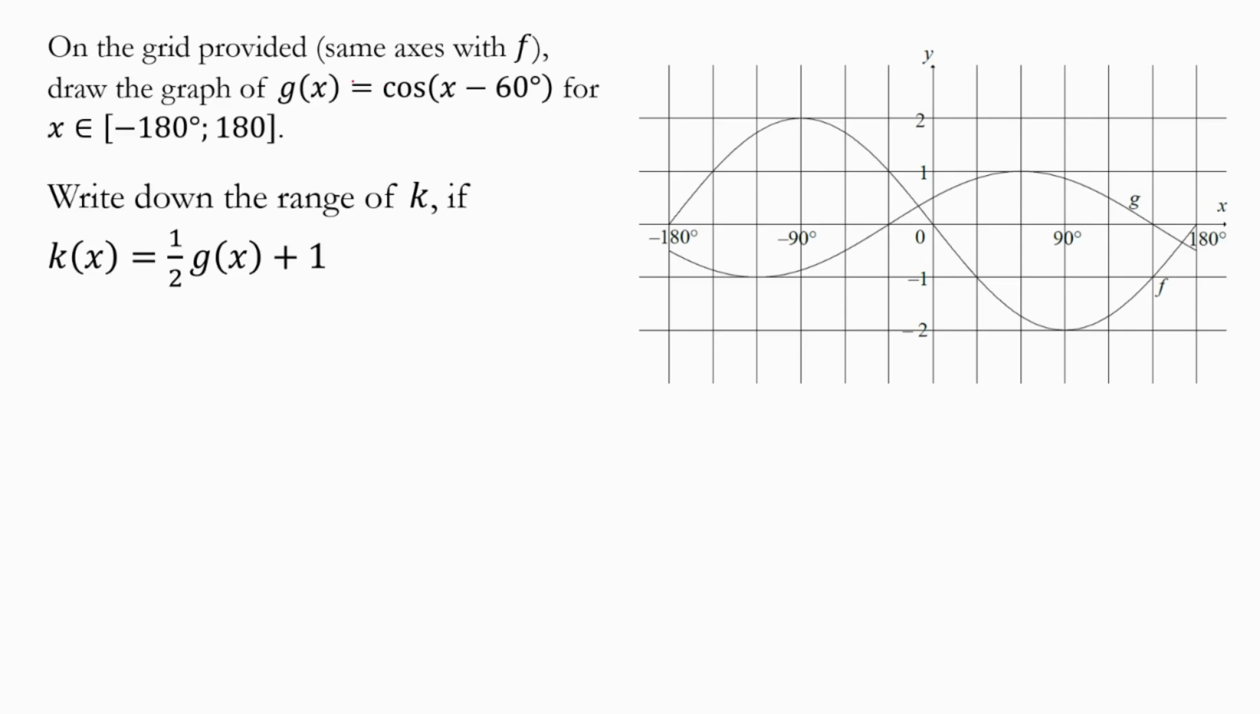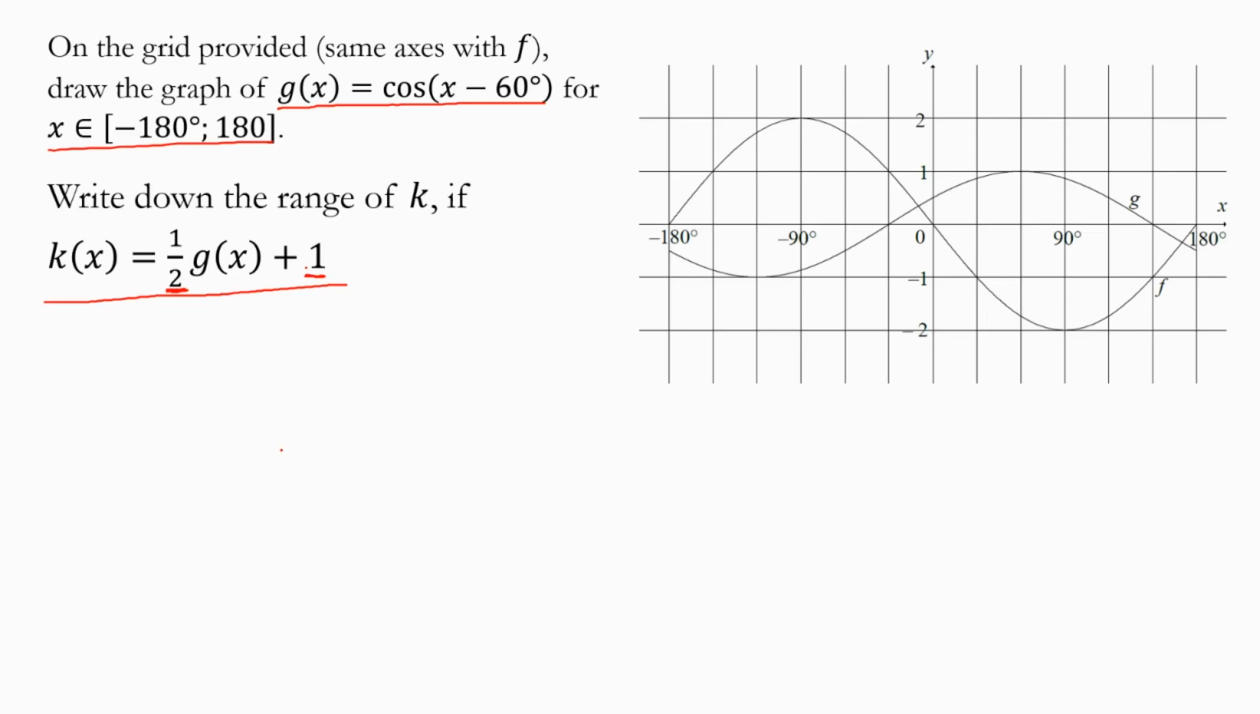Let's do the last part of question 7, which is 7.4. On the grid provided, draw the graph of g of x. We have the graph of g of x already for this domain. Write down the range of k if k of x is equal to half of g of x plus 1. So we must know the effect of this half and then the effect of this positive 1. The half is going to affect the range and the amplitude, and then plus 1 means that the graph is shifted upwards by 1 unit.